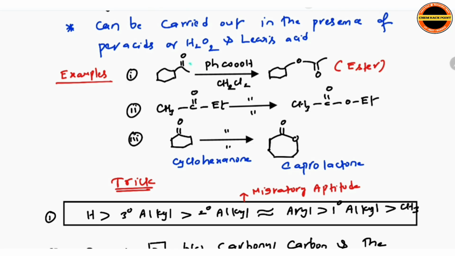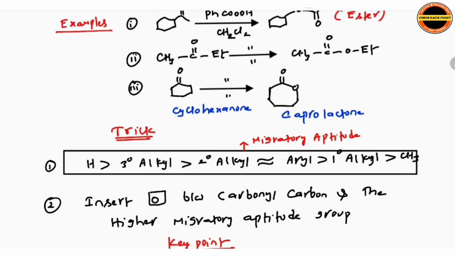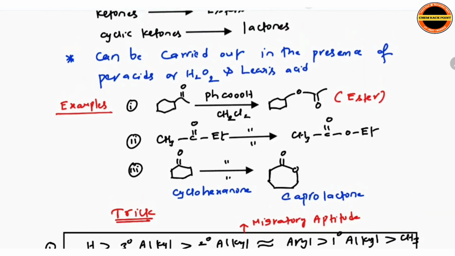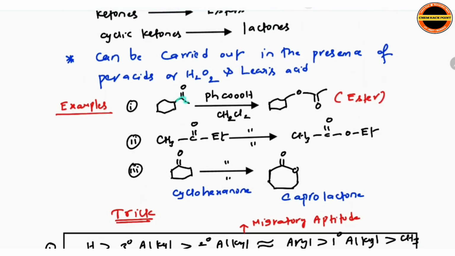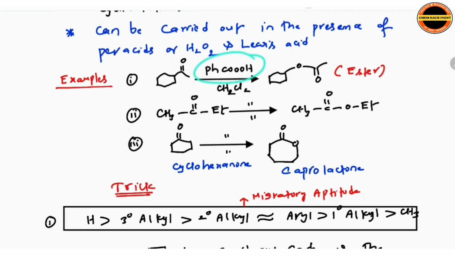See what is present here: CH3 and one ring. CH3 is the lowest, and the remaining groups are higher than that. So you place oxygen between the carbonyl carbon and the more migratory group, using peracid. Here you see ethyl and methyl. Ethyl, a primary alkyl, has more migratory aptitude than methyl. So you place oxygen between the carbonyl group and the higher migratory aptitude group.